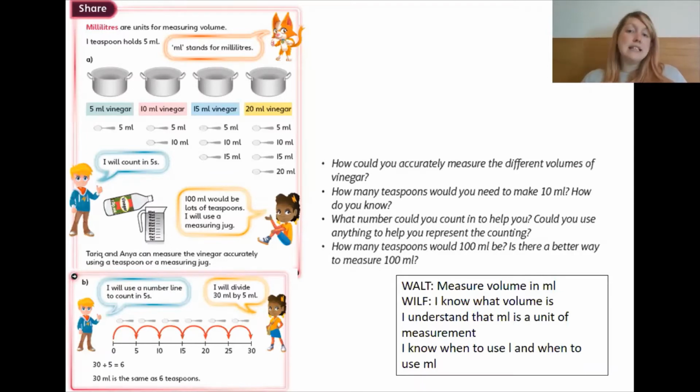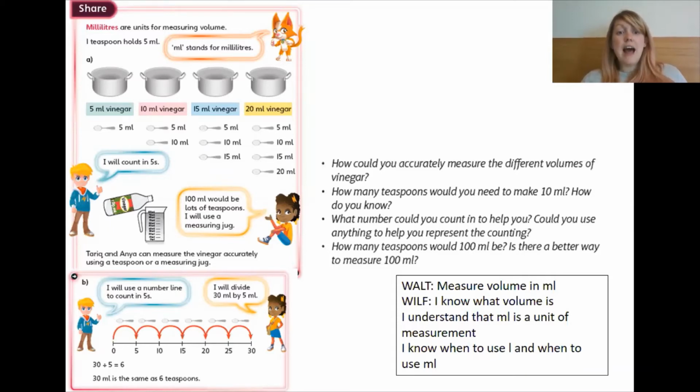So Felix here is saying that the ml, of course, stands for millilitres. Now, 1 teaspoon holds 5 millilitres of liquid. So if you pour water onto a teaspoon until it's full, that will be 5 millilitres of liquid.